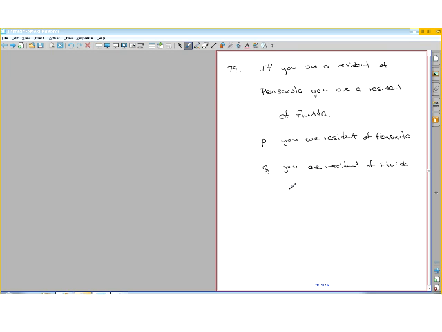So what we're saying here is that this statement is equivalent to not P or Q. So you are not a resident of Pensacola, or you are a resident of Florida.